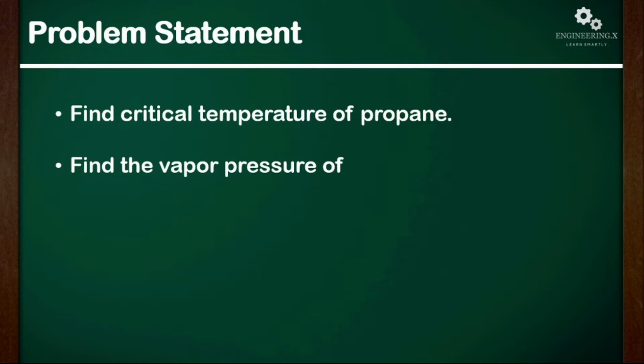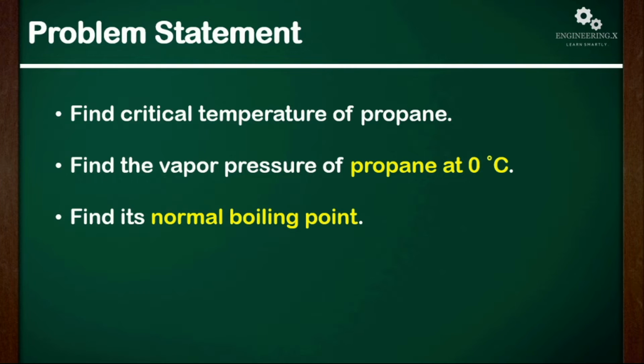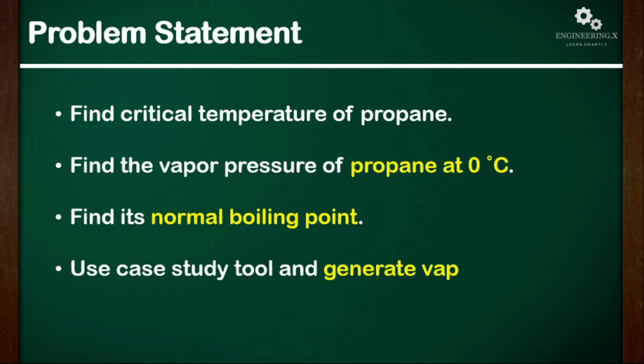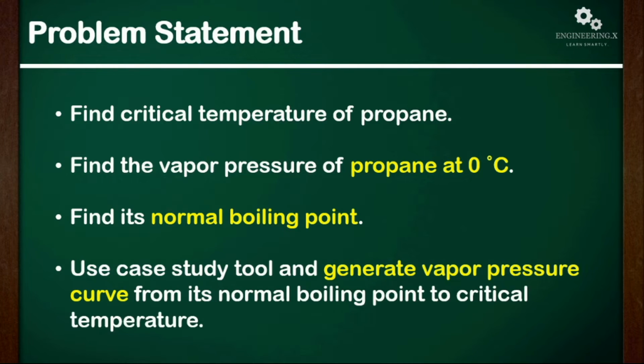The first task is to find the critical temperature of propane, and then we will find the vapor pressure of propane at 0 degree C, and after that we will find the propane normal boiling point, and in the end we will use the case study tool and generate a vapor pressure curve from its normal boiling point to the critical temperature, and we'll see whether the temperature and pressure change in a linear function, or in some other exponential or non-linear way. Okay, so let's go to the HYSYS environment to solve these tasks.